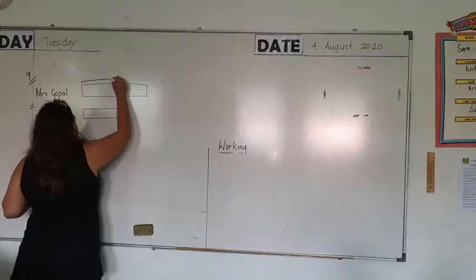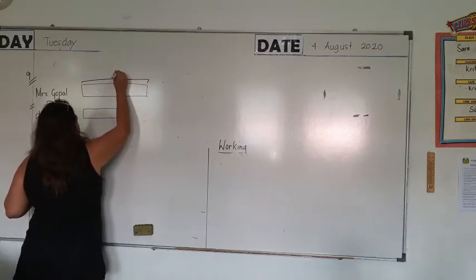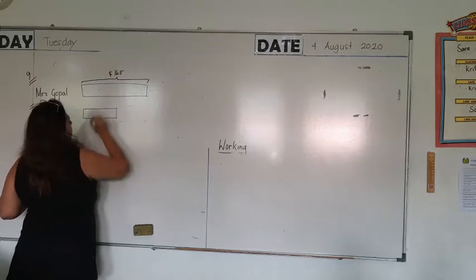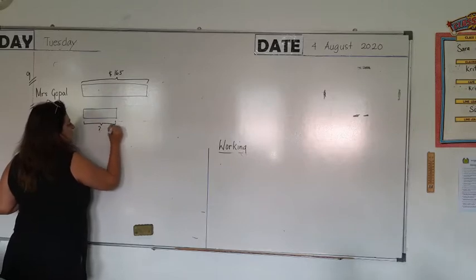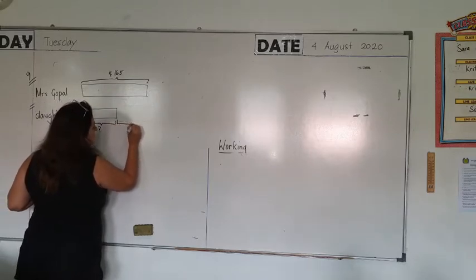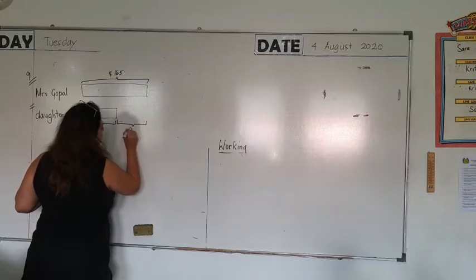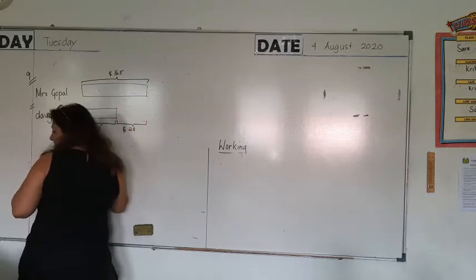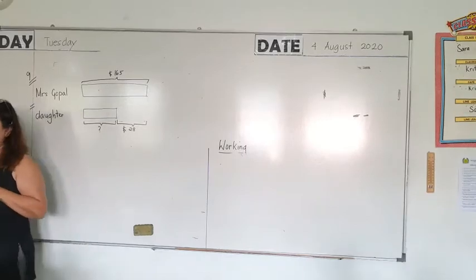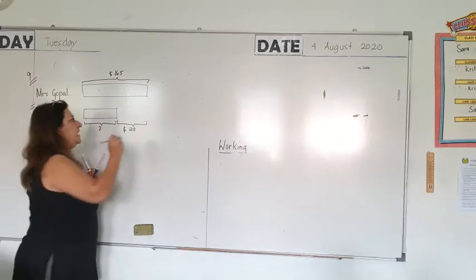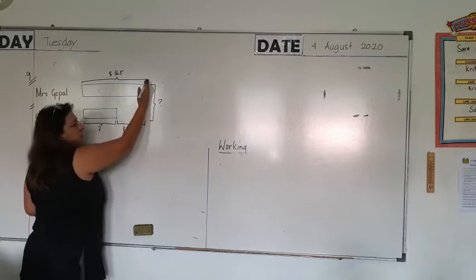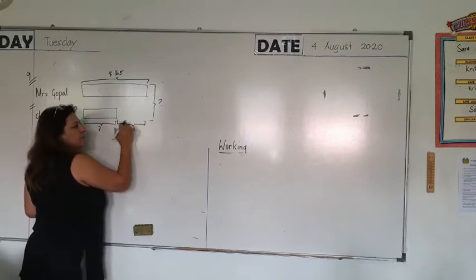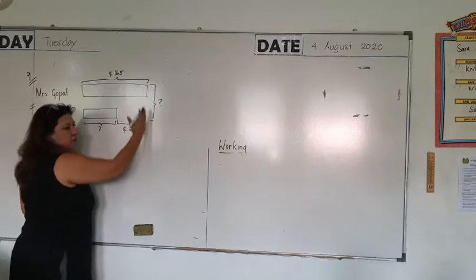Alright, so Mrs. Gopal spent 165. Must put the dollar sign, okay? The daughter spent how much? We don't know. So question mark. The difference between the daughter and the mother is 28. Okay? And together it is how much? Also we don't know. Now again I repeat, make sure this arrow, squiggly arrow, stops over here. Okay?